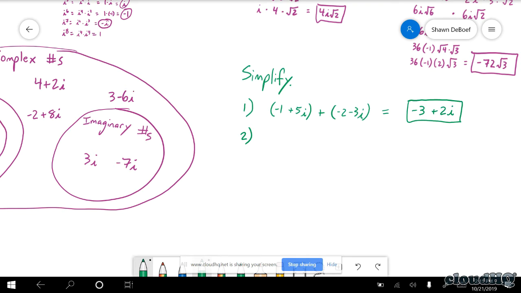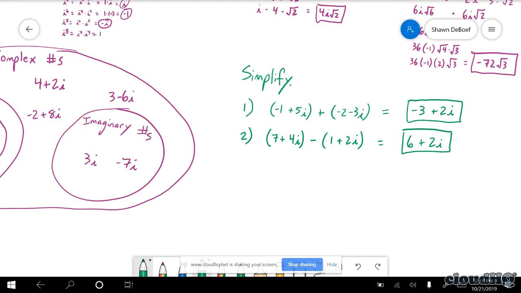I could do a subtraction problem. 7 plus 4i minus 1 plus 2i. Subtract the real parts. 7 minus 1 is 6. 4i minus 2i is 2i. So adding, subtracting complex numbers, it should look familiar to us. It's the same thing as if they were x's instead of i's.